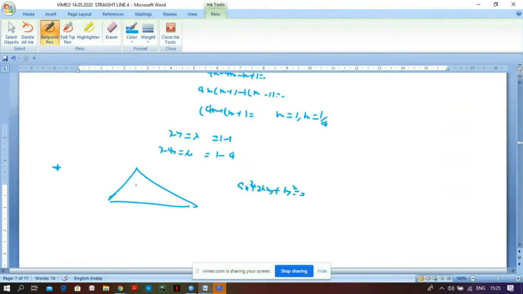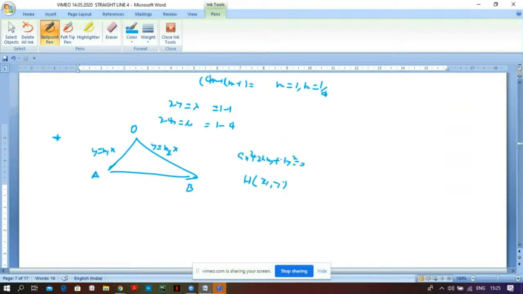So we can call them something. And the orthocenter H is given to be (x1, y1). Let's say that we have got triangle OAB, and this OA is y equals m1x, this is y equals m2x. So this is the combined equation, the usual equation. And then your job is to find the equation of AB, the third side.